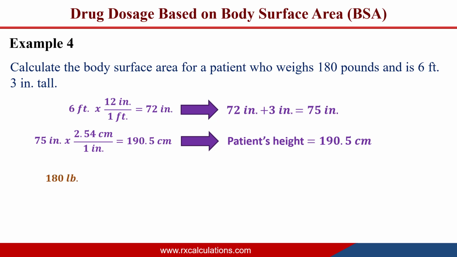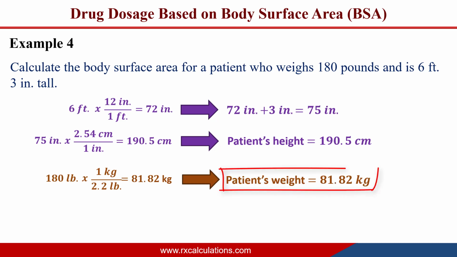So we take the 180 pounds, we multiply that by the conversion factor, which says 2.2 pounds is equivalent to 1 kilogram. The pounds cancel out, and you end up with 81.82 kilograms. And so the patient's weight is 81.82 kilograms. So now we can go ahead and substitute the patient's height in centimeters and the patient's weight in kilograms into the Mosteller equation.